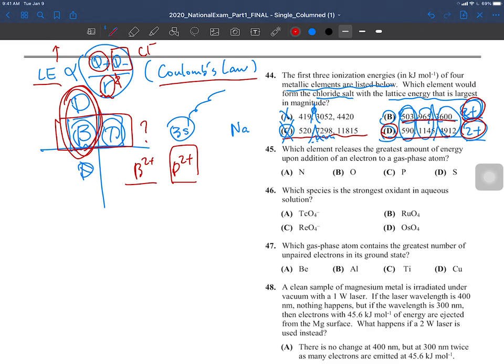But at least it's relatively easy for you to eliminate A and C. But you may need to think about the relationship between B and D. If you guys have time, feel free to check the data and let me know what the two elements are. I assume they are in the same group rather than in the same period. Okay, this is 44.